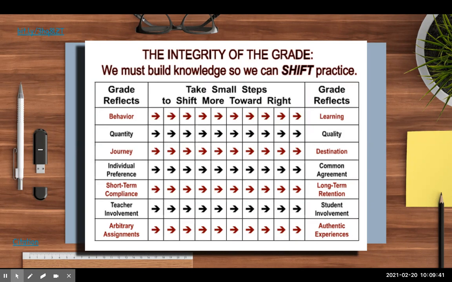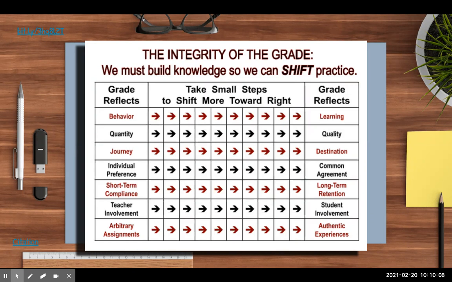No, instead of missing assignments, what are they learning? What have they turned in that demonstrates mastery? All right, you need to change it to that. Not quantity of work. Oh, you got all 10 of the 10 assignments in, you get the A. No, what if they only turned in 5 of the 10 assignments, but the 5 that they turned in are at mastery? That's quality work.